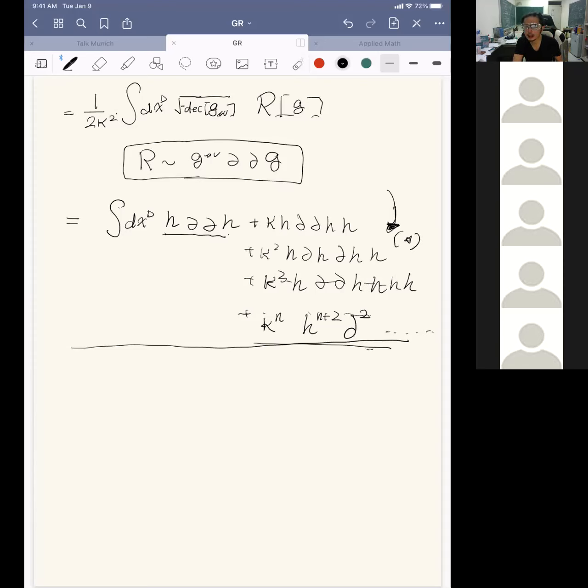I wonder whether the order of the partial signs doesn't matter. Yeah, of course it matters. I'm just doing this schematically, just counting the number of derivatives. So this is schematic.